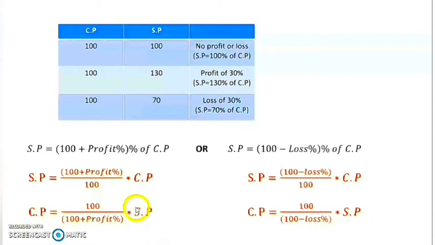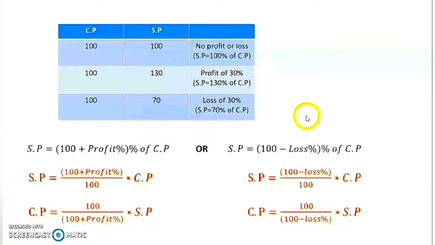Now this formula will be used when you are given the profit percentage and the selling price, that is SP, and you are asked to find the cost price. Similarly, if the loss percentage is given and SP is given, then you can find CP. So all these four formulas are very important.